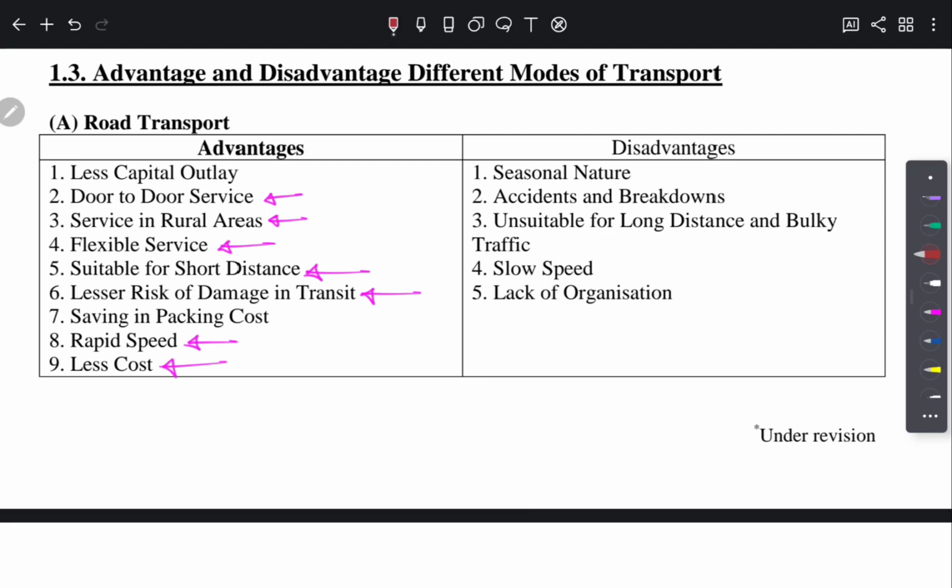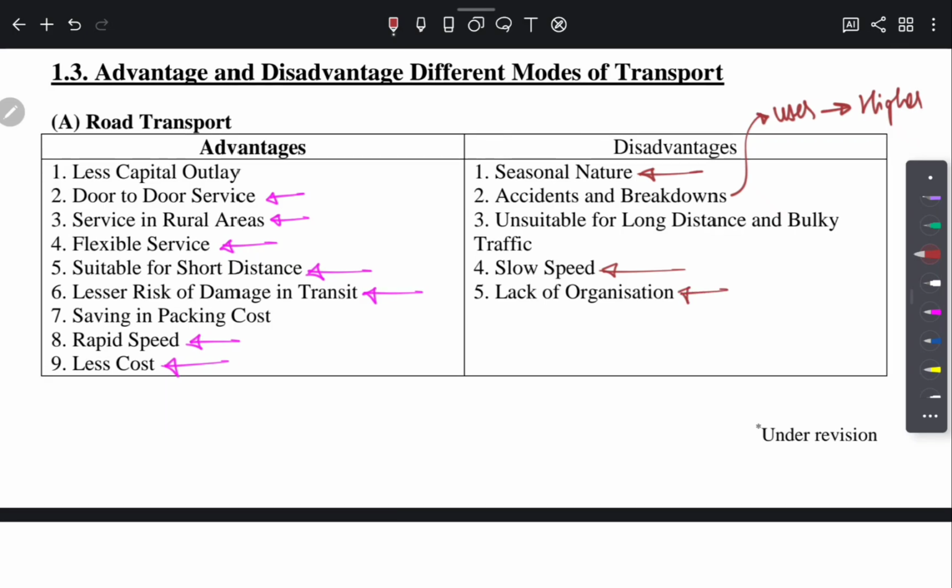Road transport also has some disadvantages, like it is not convenient in all seasons. As we know, the number of users is very high in road transport, so there are high chances of accidents and breakdowns. Other than this, road transport is not suitable for long distances and in areas where the traffic level is very high. Sometimes roadways take a huge amount of time in comparison to other modes of transport such as airways. Apart from this, in some areas where there are unplanned settlements, there is a lack of organization for roadways. So these are some advantages and disadvantages of road transport.